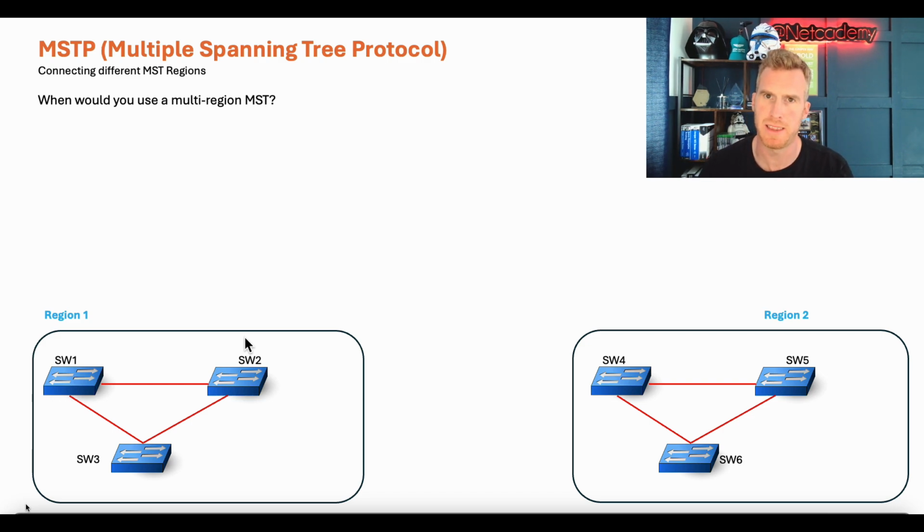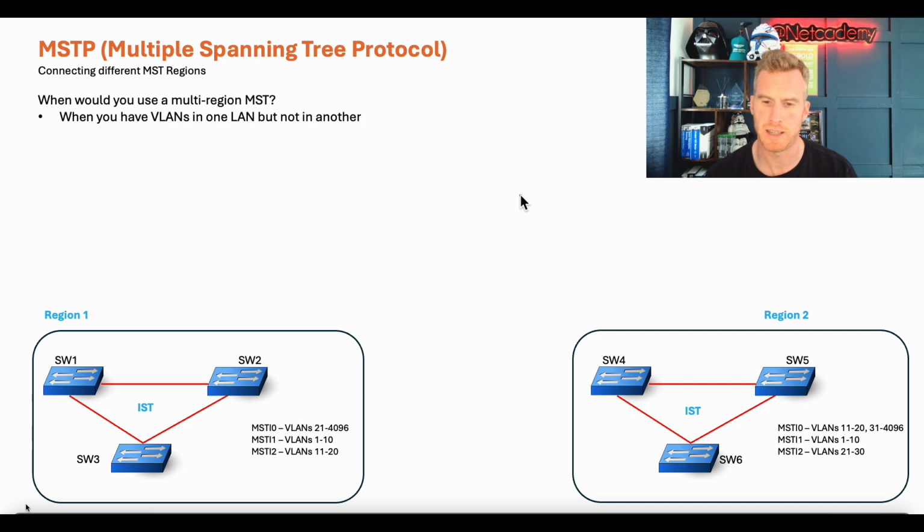And the reason why I say that is because if you look at region 1 here, where you've got switch 1, switch 2, switch 3, there's 3 instances. There's MSTI 0, which is the internal spanning tree. I really want to hammer that point home. That the MSTI 0, that default instance, is the IST. The IST is sending out the BPDUs for every single instance for MSTI 0, for MSTI 1, and for MSTI 2 to calculate that loop free topology every 2 seconds.